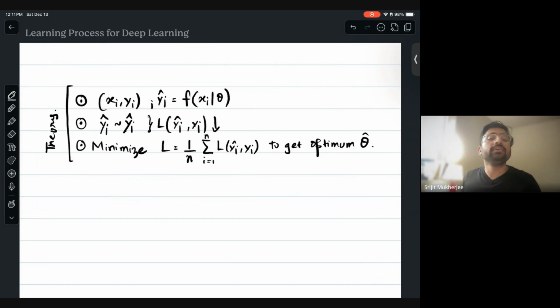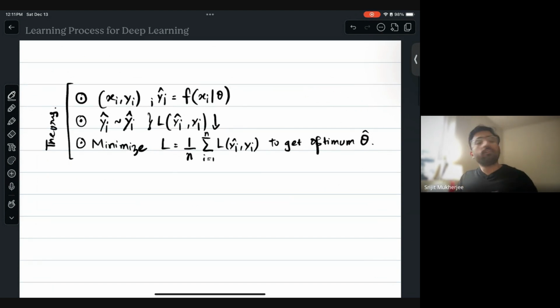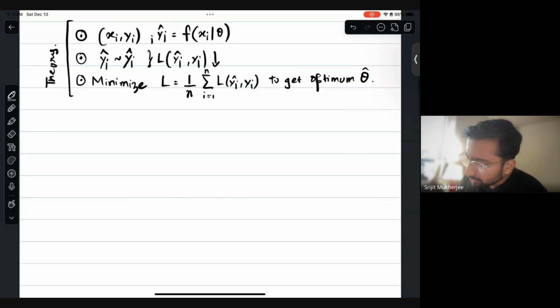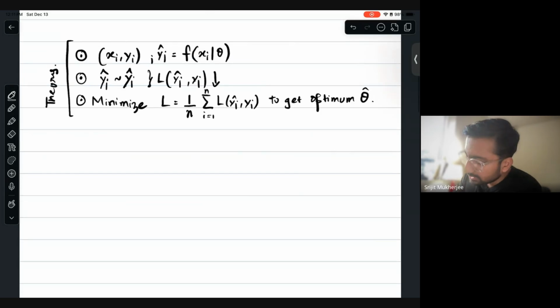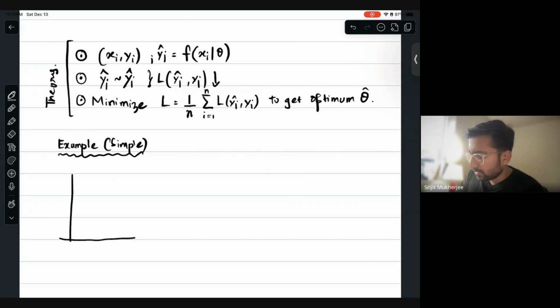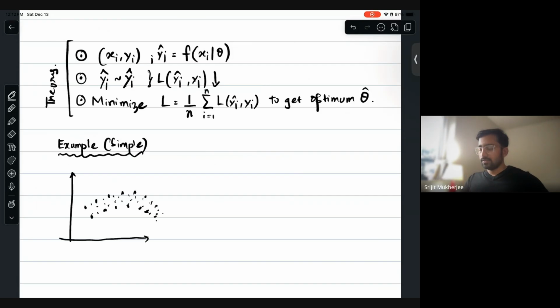But let's consider the practical side of it. Like what will happen. So let's take a very simple example, where we have, let's say, these points, like this. Okay.